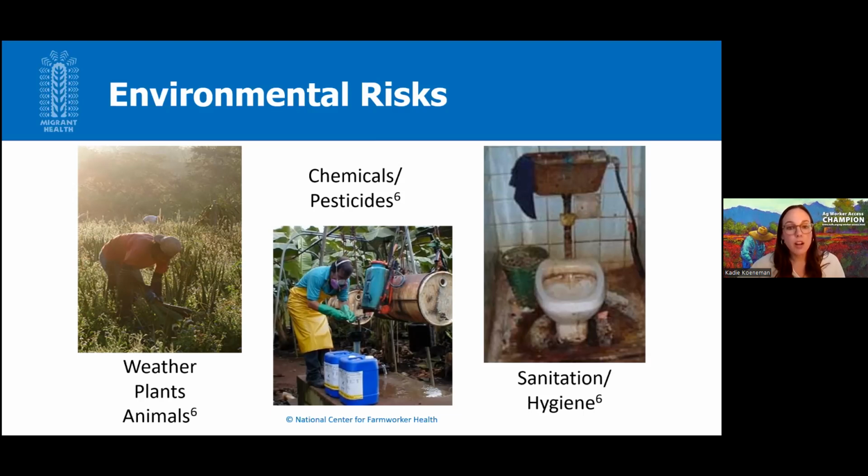In addition, there are reports of workers resorting to irrigation ditches and runoff ponds when safe water is not available for drinking and hand washing.